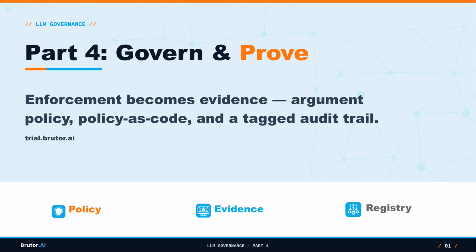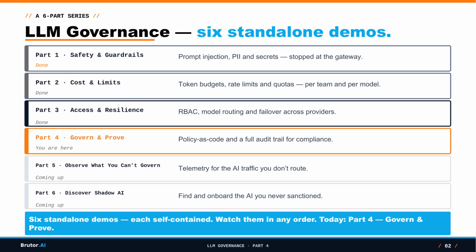Brutor LLM Governance. Part 4. Govern and Prove. This is where enforcement becomes evidence. A tool call argument policy, policy as code, and an audit trail tagged to your compliance frameworks. Part 4 of the 6-part series.